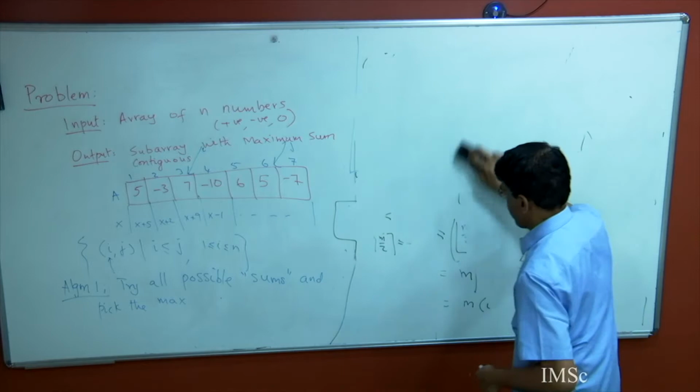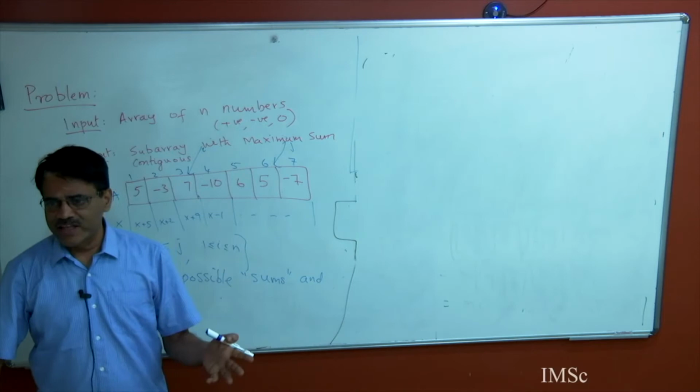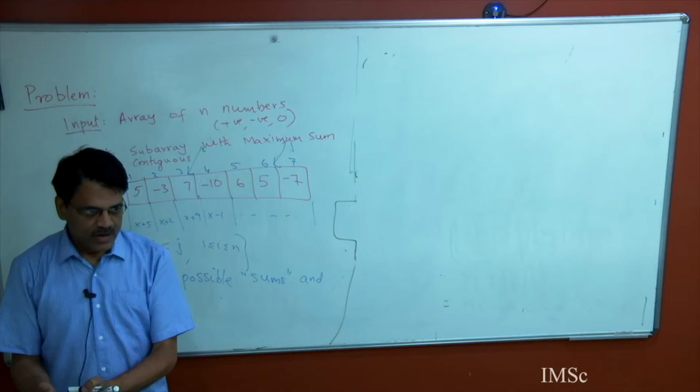Naively, if you think about it, it looks like an n cubed algorithm because there are n square possible things and each one may take up to linear time. So, it's n cubed. But is it really n cubed? Can I do better?